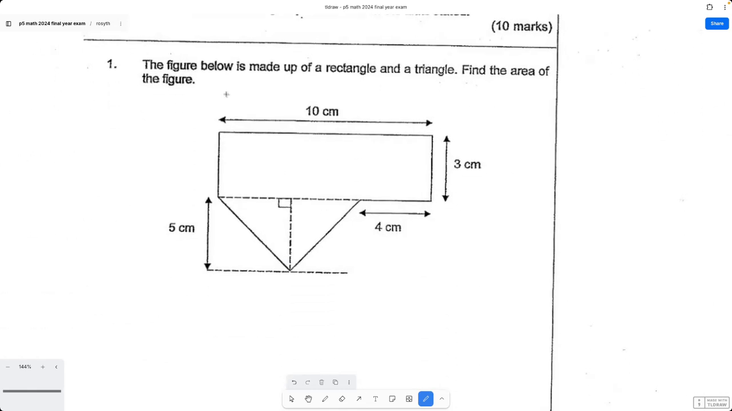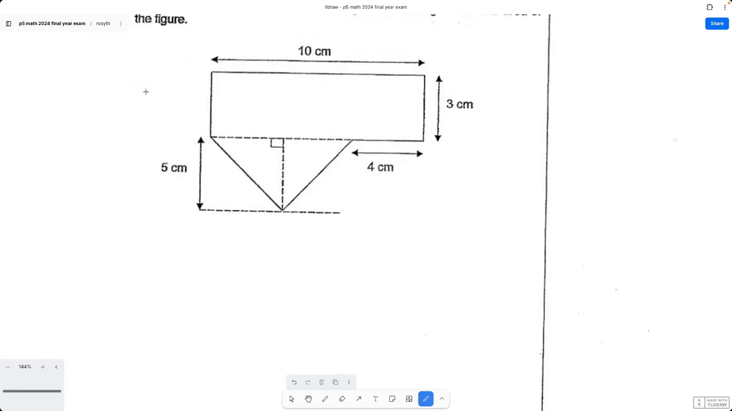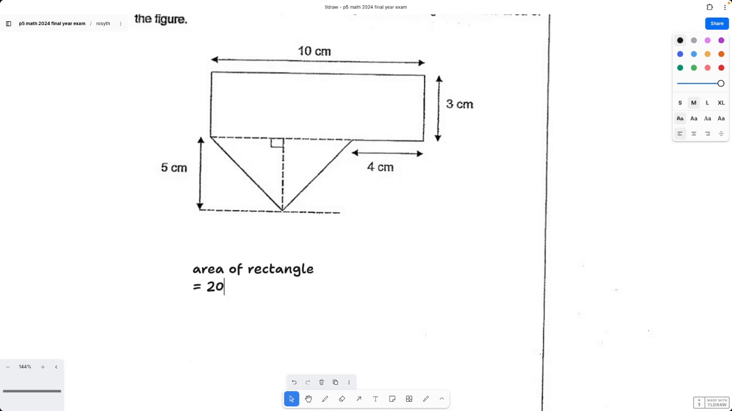Okay, question 1. The figure below is made up of a rectangle and a triangle. Find the area of the figure over here. So we know the length and the breadth of the rectangle. So we just write here: area of rectangle is equal to length times breadth, and in this case it's equal to 10 times 3, which is equal to 30 centimeters square.